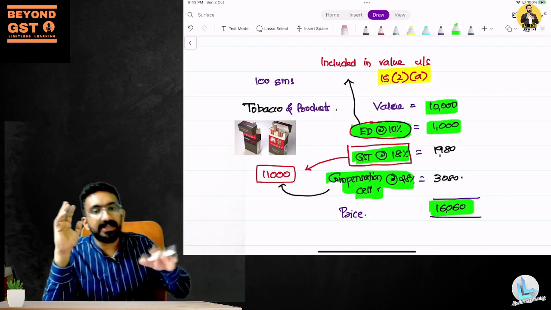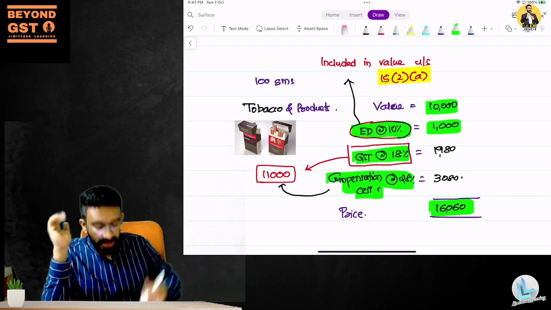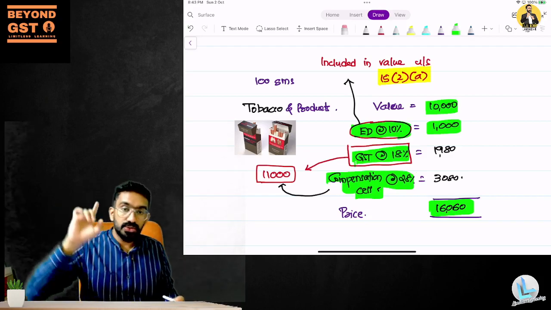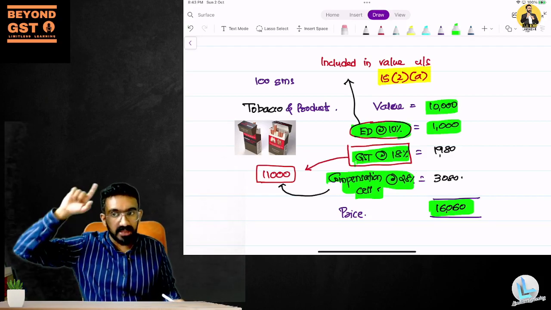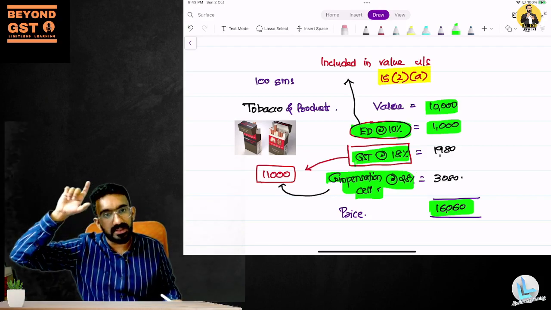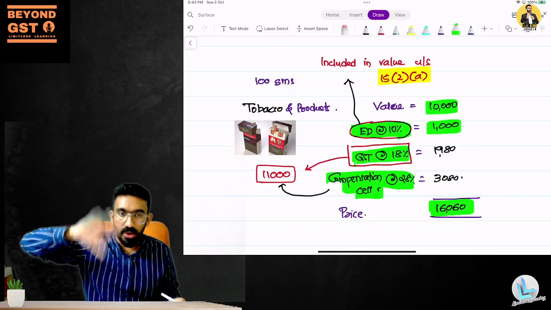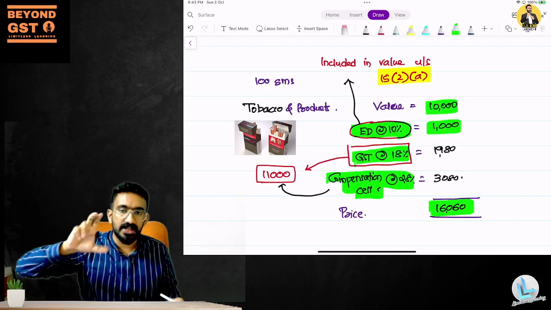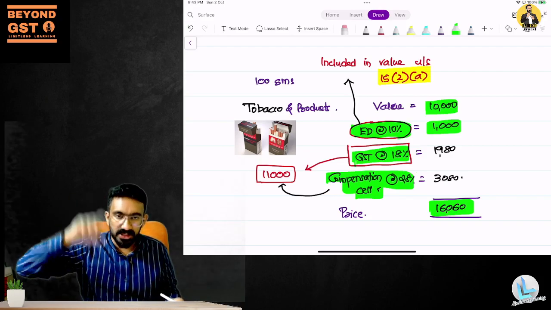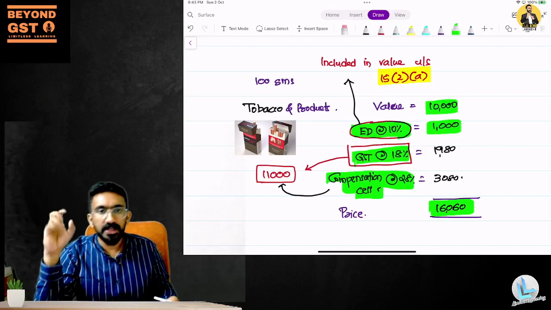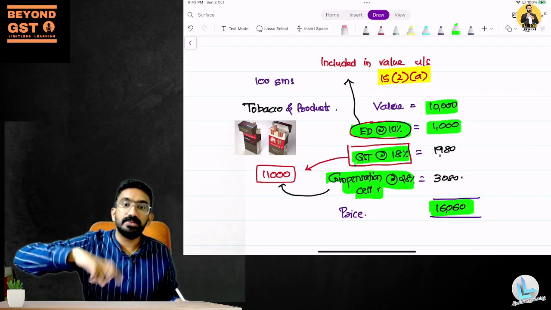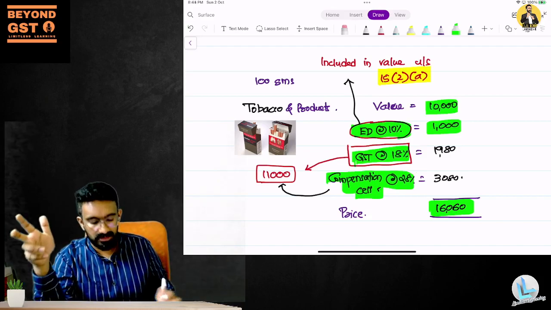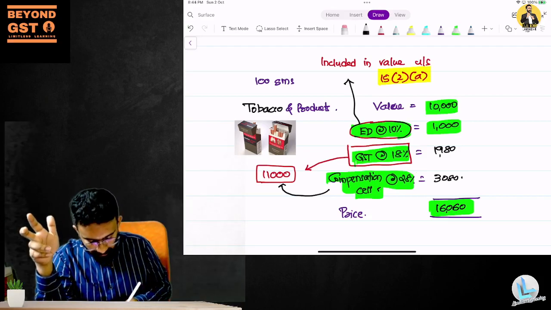Any taxes you collect apart from GST and compensation cess. So remember, both GST and compensation cess are levied on the same 11,000. Don't think that compensation cess is levied on GST amount. No, compensation cess is levied on the same value under section 15. Okay, so value under section 15 would be 11,000, not 10,000.